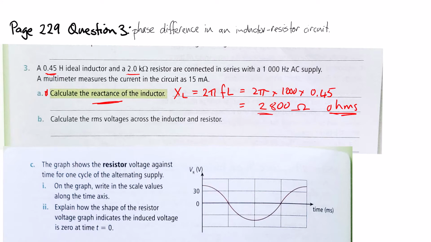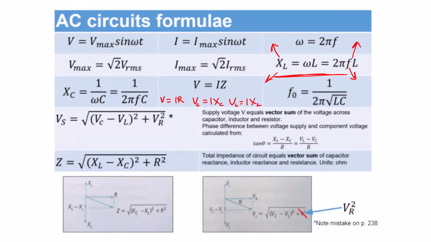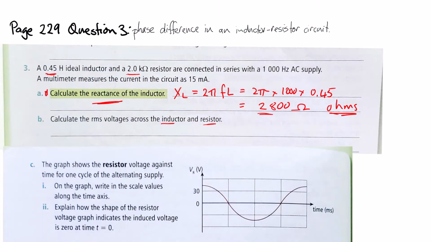So here, calculate the RMS voltage across the inductor, across the resistor. Our equations again. Voltage across an inductor equals current times inductive reactance. We've got the normal Ohm's law expression, V equals IR, and this one here, which will come with a later question, the voltage across the capacitor is equal to current times capacitive reactance. So let's apply those equations from Ohm's law.